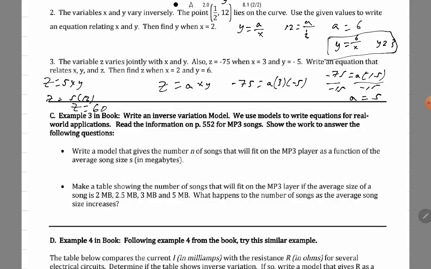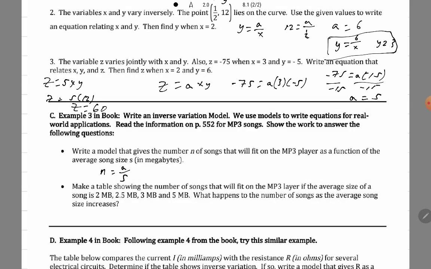But we're assuming that the number of songs varies inversely with the average song size. So if the songs were long, like really long, then you would have less of them. If they're really short, you'd have a lot of them.